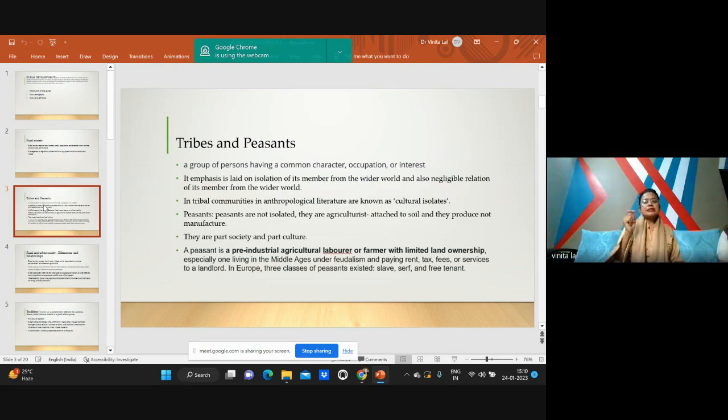We can say a peasant is a pre-industrial agricultural laborer or farmer with limited land ownership, especially one in the Middle Ages under feudalism, paying rent, taxes, fees and services to the landlord. I would like to tell you a little bit about the village. What is a village? Villages are principally food-producing units. They are very close to agriculture. As I told you, they produce not only for their subsistence but also for urban society.